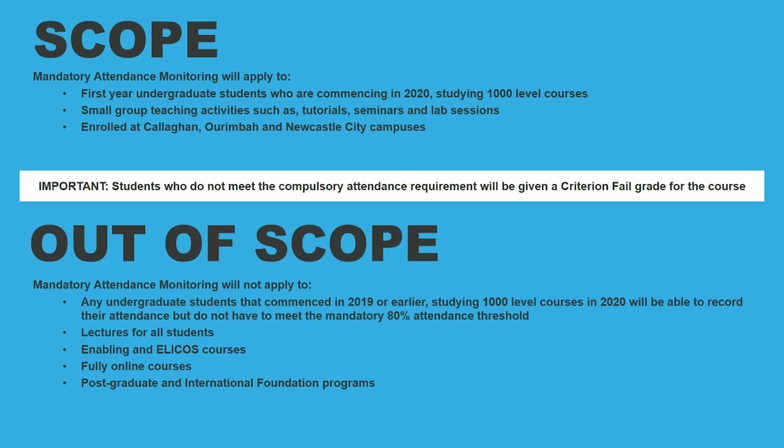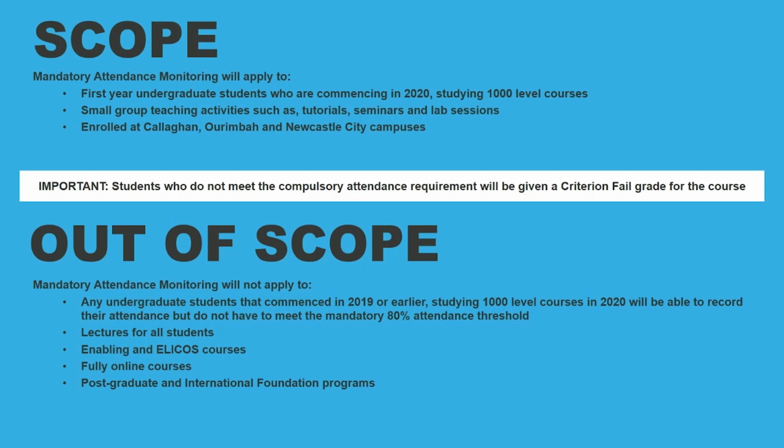And it's students that are enrolled at Callaghan, Ourimbah, and Newcastle city campuses. In terms of not meeting those requirements, students who don't meet those compulsory attendance requirements will be given a fail grade for that course. Originally we were thinking it was going to be around eligibility to sit exams, but that's now been repositioned to be that you basically just won't be eligible to pass the course. It's 80% attendance.